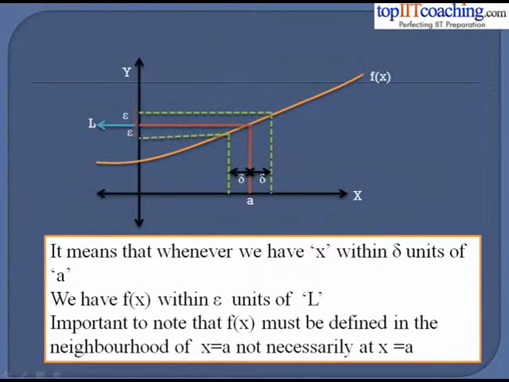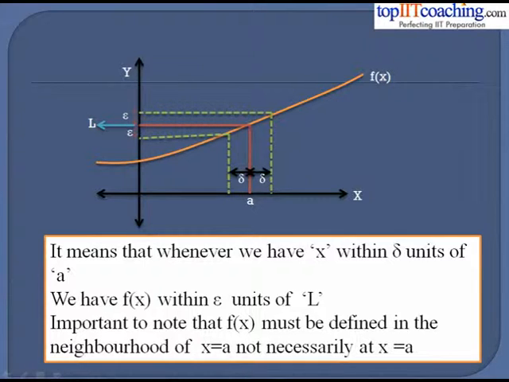Now let's try to understand it. This is y equal to f(x). Its value is equal to L at x equal to a. If I take any point that is within delta units of x equal to a, then the value of f(x) would be within epsilon units of L.